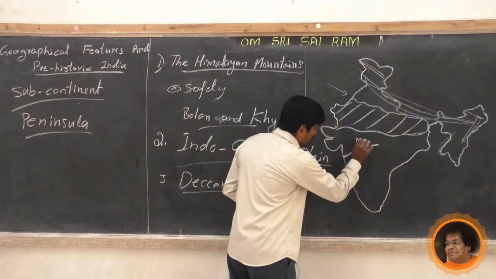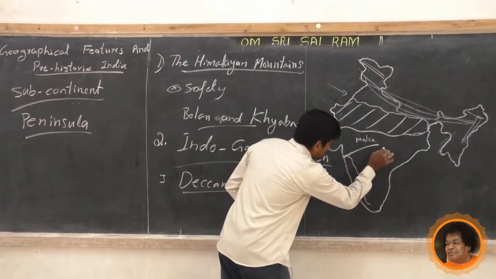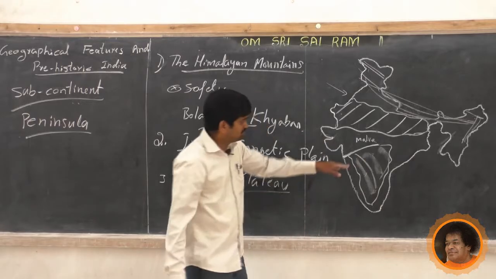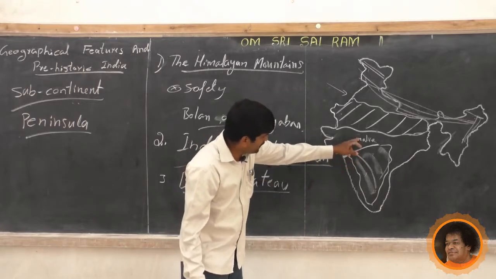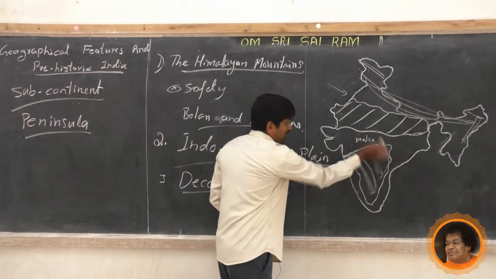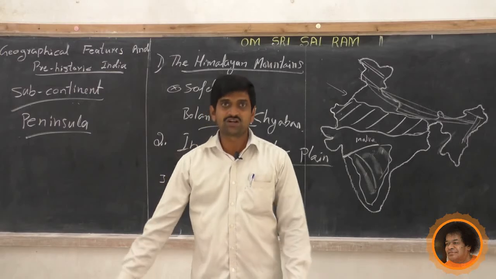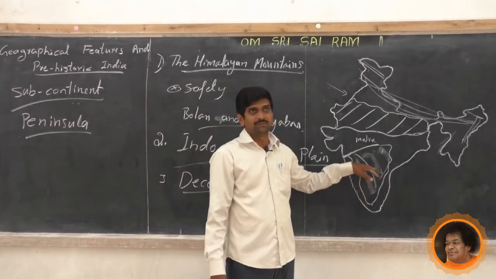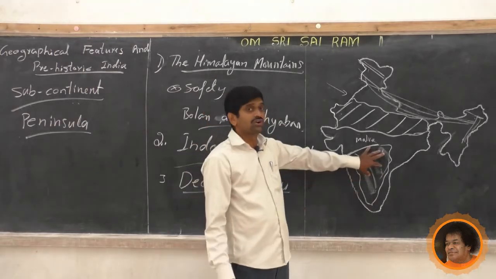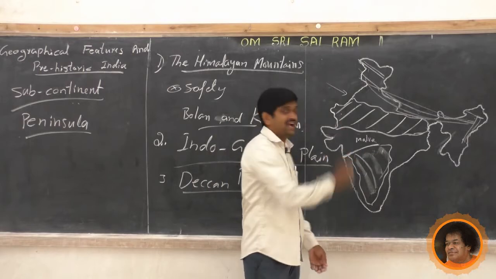We have here the Malwa Plateau. This area is the Malwa Plateau, and the southern area is the Deccan Plateau. So the Narmada river divides the Malwa Plateau and, in the south, the Deccan Plateau. The Deccan Plateau is also important as an economic region because minerals are available here. The Mauryas and the Guptas ruled both the Malwa and Deccan Plateau.